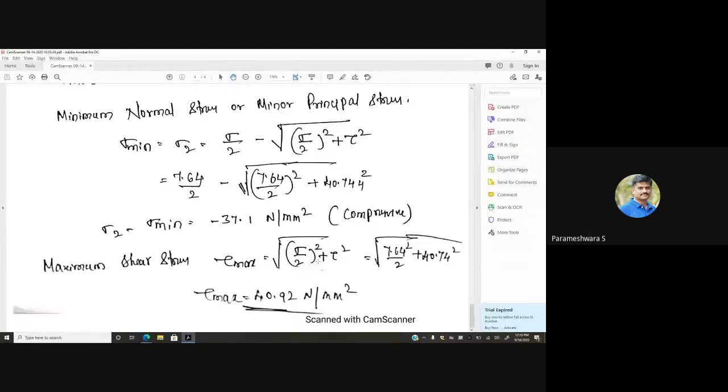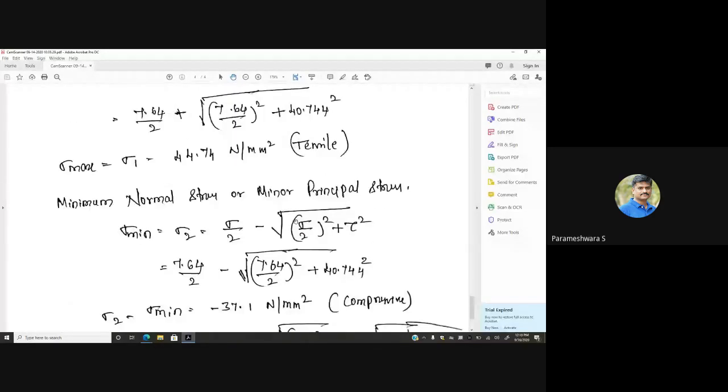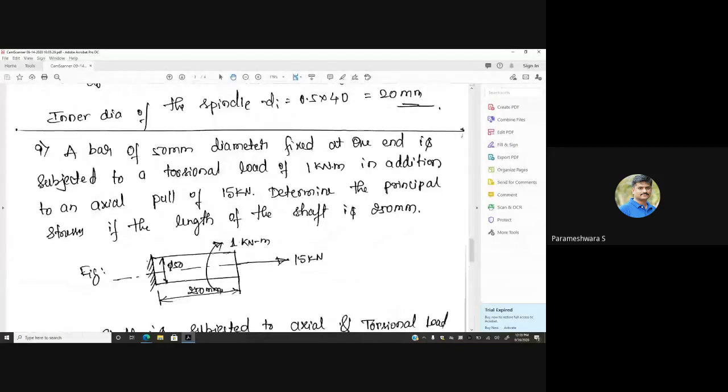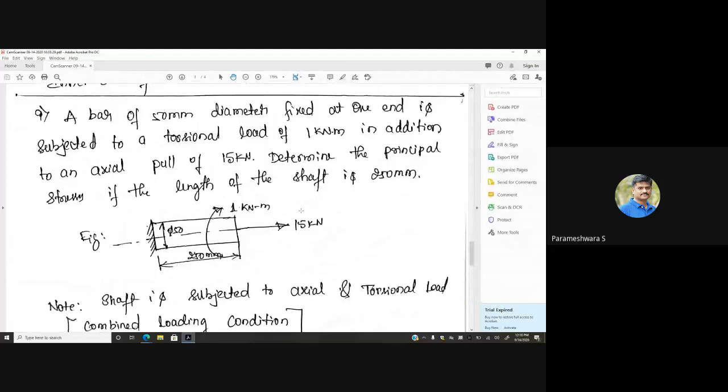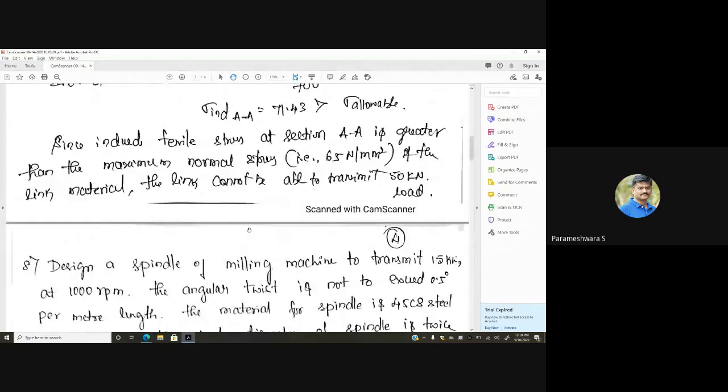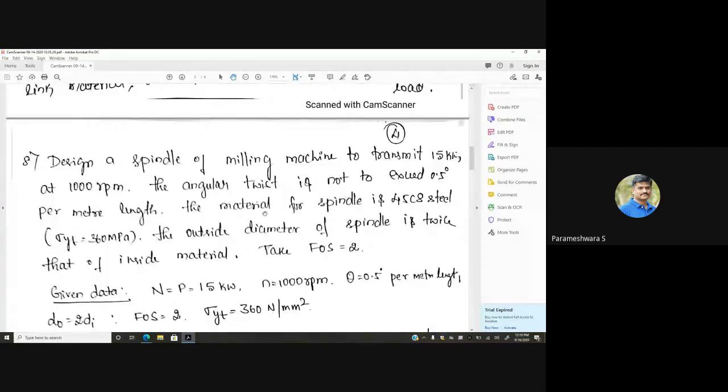So, a very simple problem. This may be asked for 6 to 8 marks in the examination. This is a combined loading problem, whereas the previous problem was just a single loading. Here it is purely subjected to twisting moment.